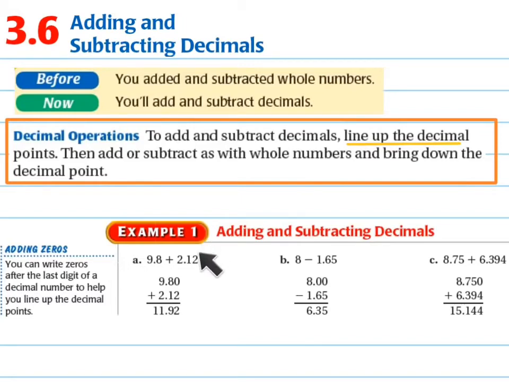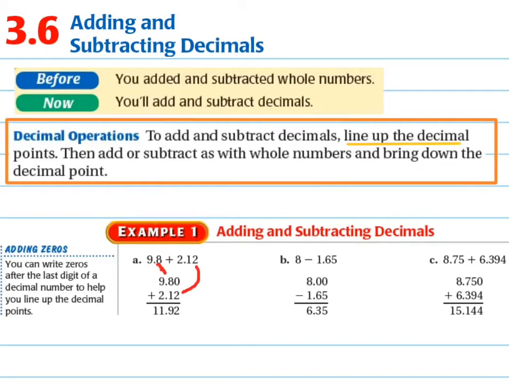So we have the example 9.8 plus 2.12. Well, obviously 9.8 and 9.80 are the same thing. And so we just do that and line it up. You notice that the first number goes in the first spot. Okay, that first number goes in that first spot.